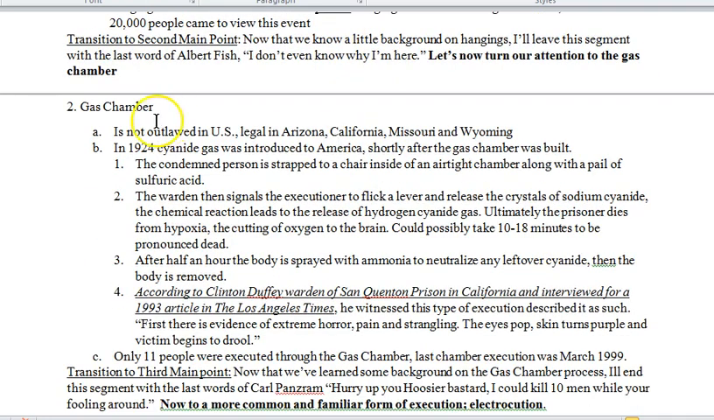Interesting. Okay, so we're using some parallel structure with those subpoints. Now it looks like they go on to talk a little bit about what happens with the gas chamber, cyanide gas, and how the process goes. So this is the process of executing someone in a gas chamber. So we know that it's not currently outlawed.